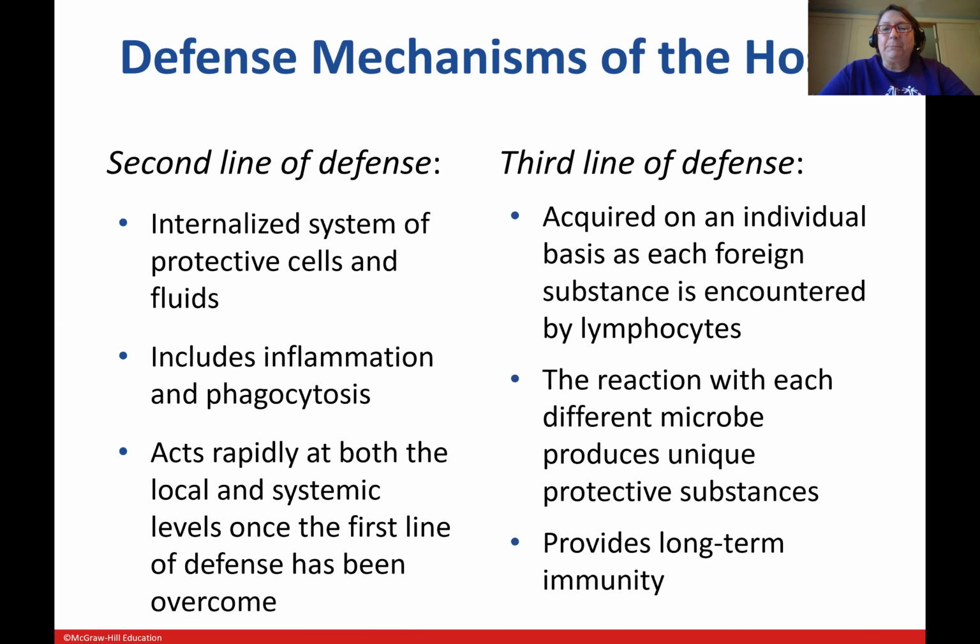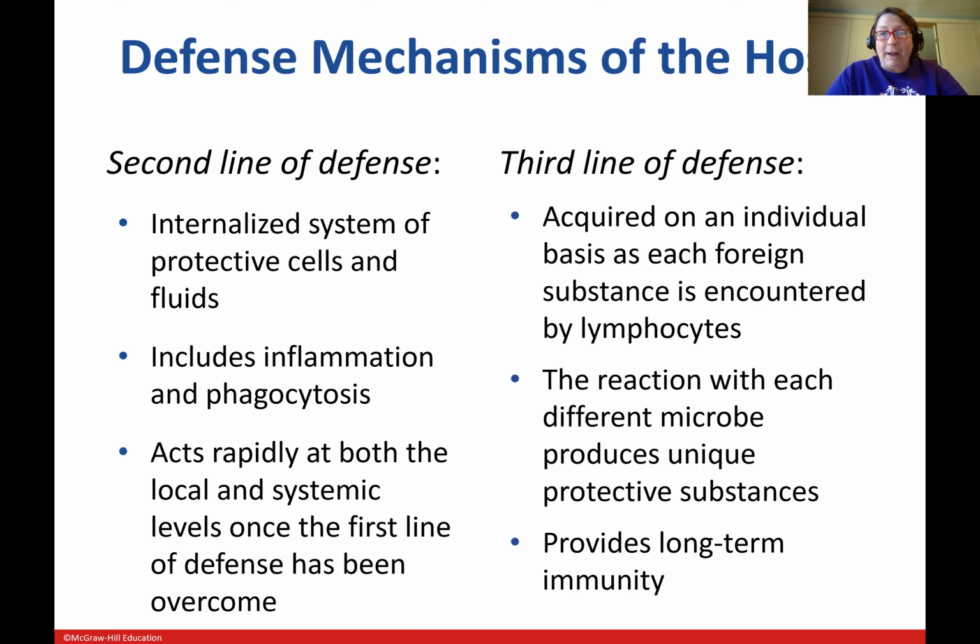And it acts both locally and also at the systemic level. So once that first line of defense has been breached, then these other second line of defense mechanisms start kicking into place. And the third line of defense is that second half of the immune system, where we're talking about a very specific immune response to a very particular pathogen, okay?